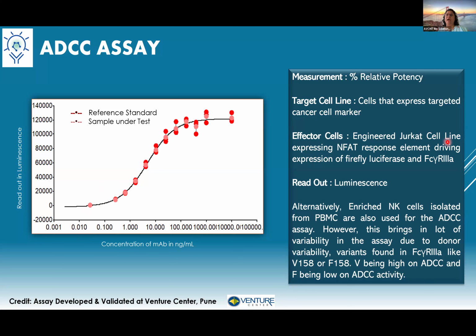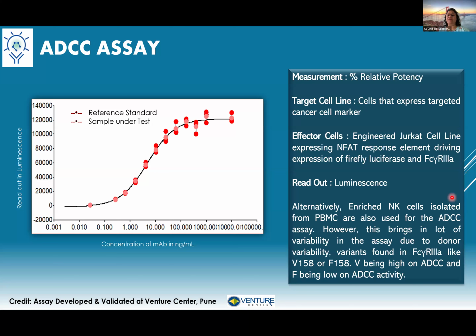Alternatively, previously and in some cases today as well, enriched NK cells that are isolated from PBMCs are also used for ADCC activity. These NK cells, since they are isolated, represent the target cell kill, and therefore the readout is of the target cell line.